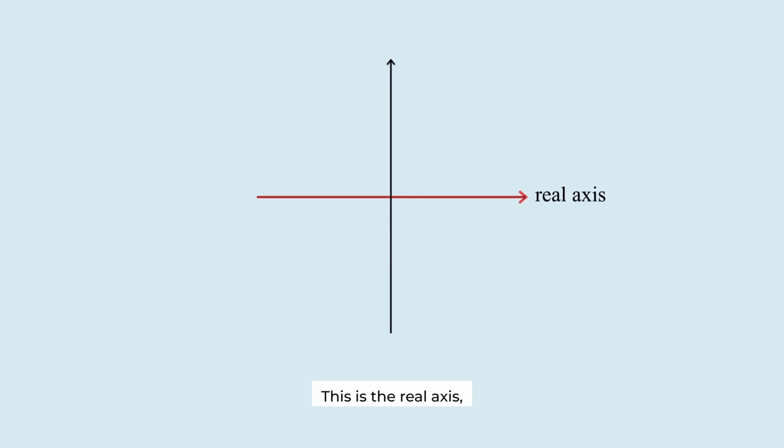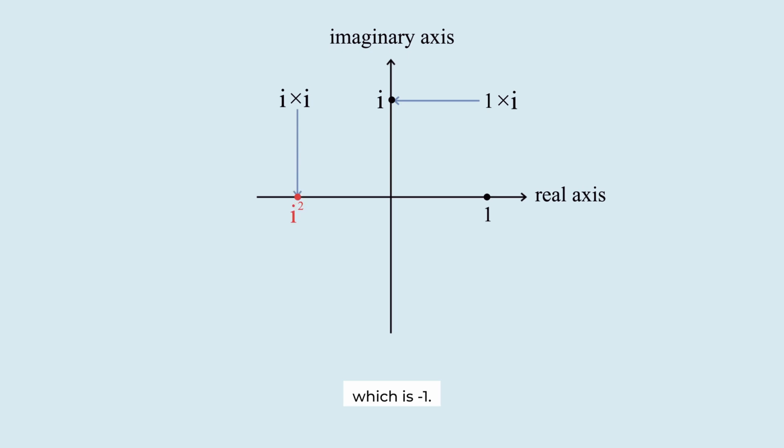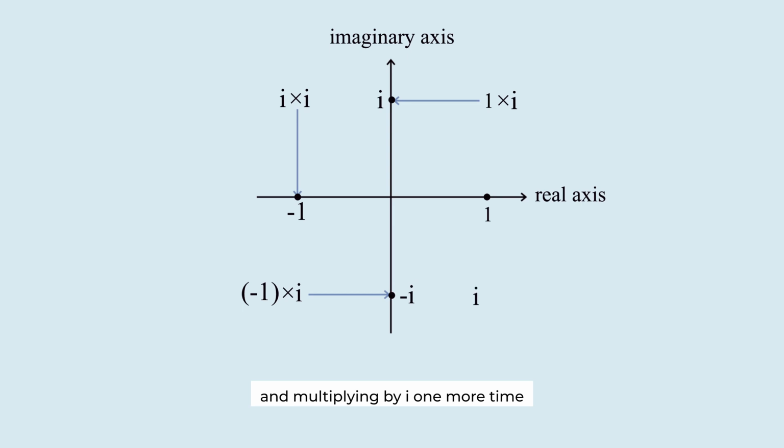This is the real axis, and this is the imaginary axis. Suppose the real number 1 is on the complex plane. Multiplying this number by i makes it i. Multiplying by i again makes it i squared, which is minus 1. Multiplying by i once more gives minus i. And multiplying by i one more time results in minus i squared, which is 1. Eventually, it returns to its original position.